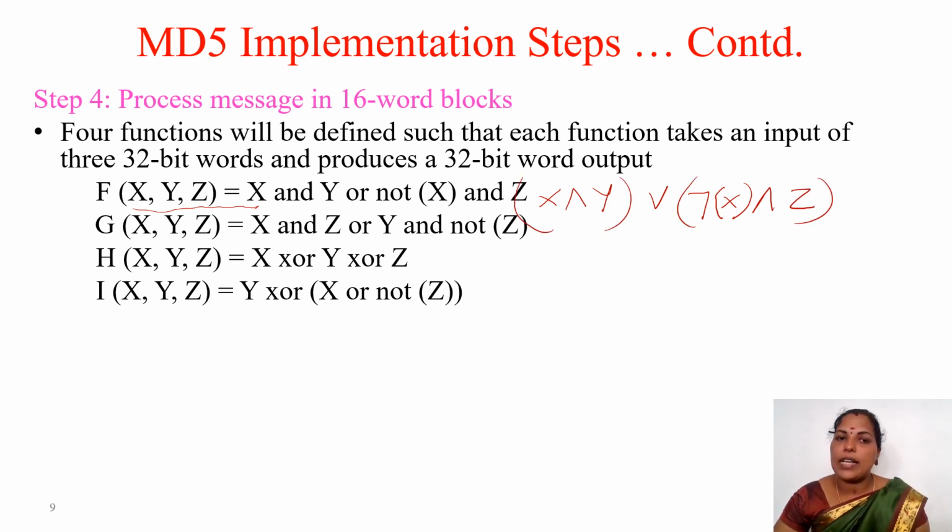That is f of x, y, z equal to xy, that is x and y, or not of negation of x and z. Likewise, we are calculating for all the functions, that is f, g, h and I. For h and I we are performing XOR operation. Here we are performing OR operations. So this way we are performing the computations, that is we are processing the message in 16 word blocks.